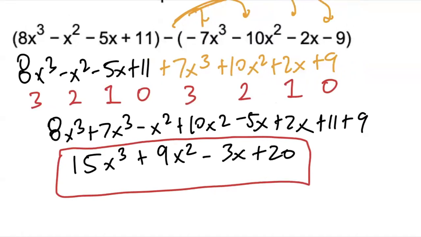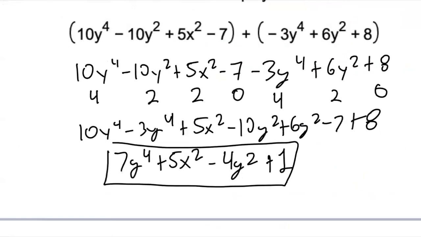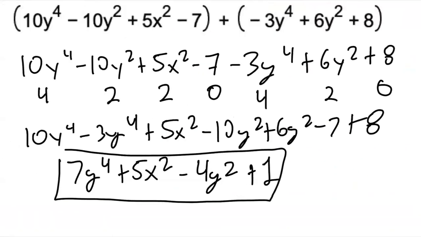Let me just double check. 8 and 7 is 15. -x plus 10 is +9. -5x and +2x is -3x. And then 11 plus 9 is 20. And then looking back at this one, everything looks pretty good. -10y squared plus 6y squared is -4y squared. And then 10 minus 3. Okay, looks like it's good to go. But yeah, that's how you solve the last three problems.